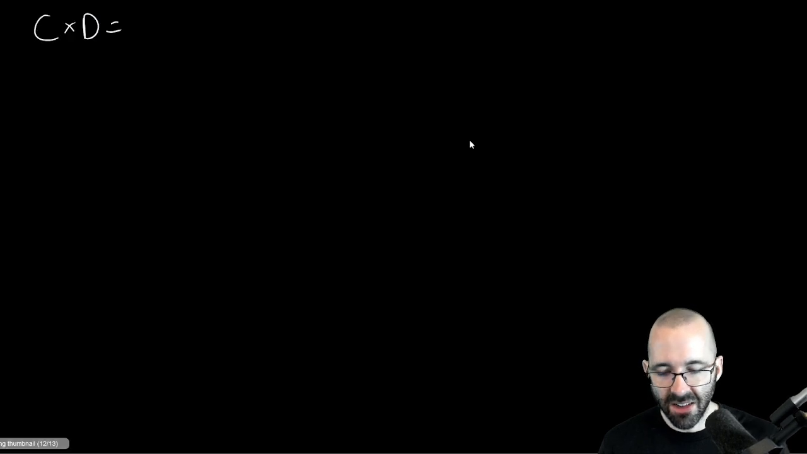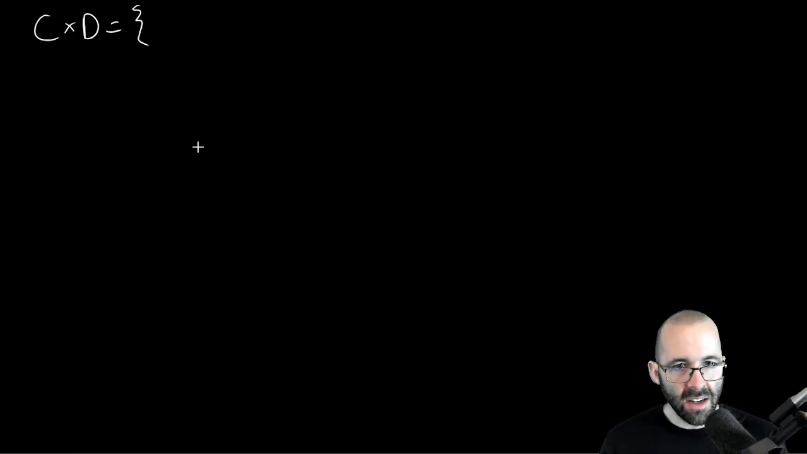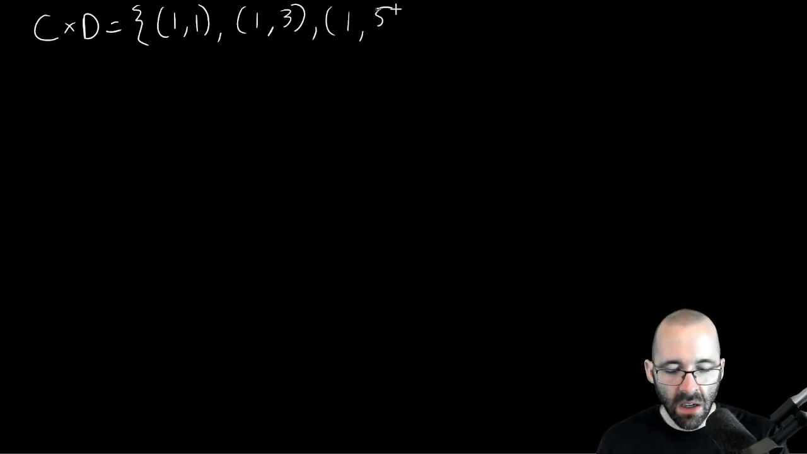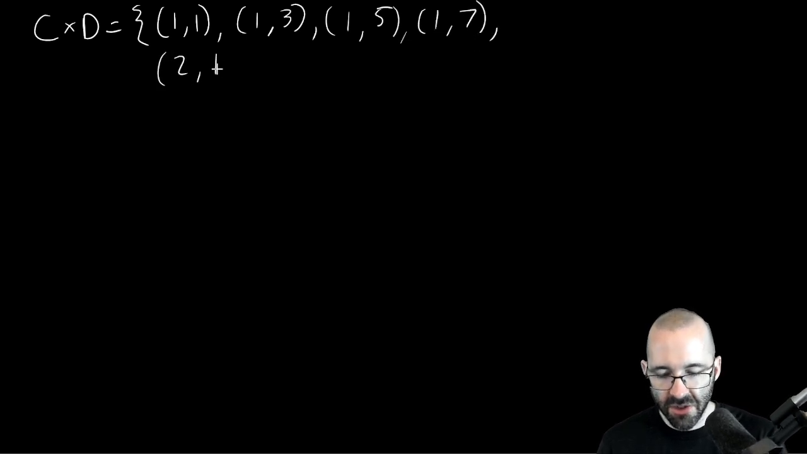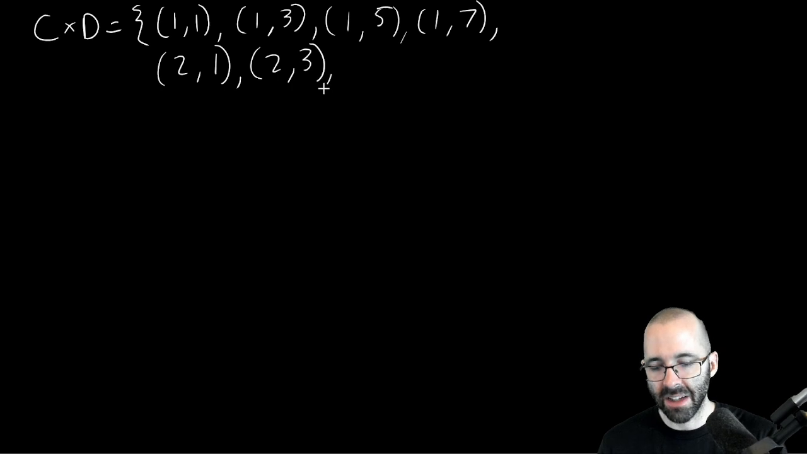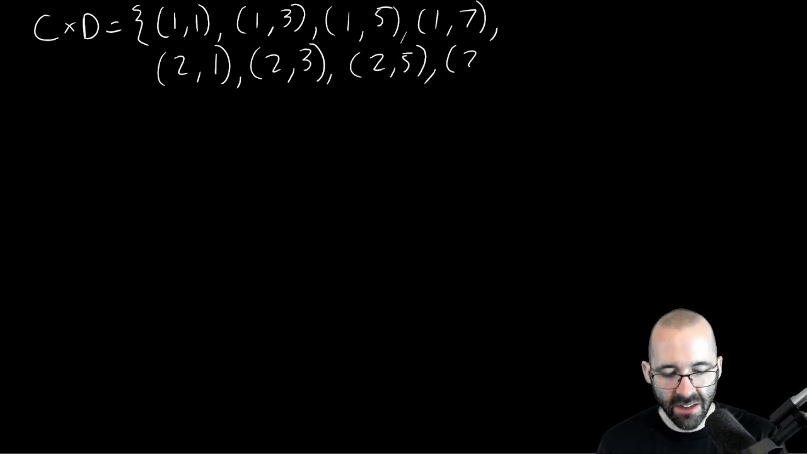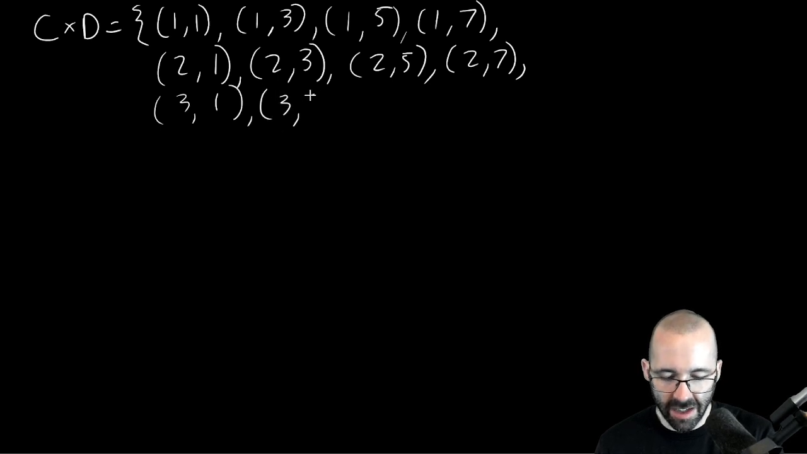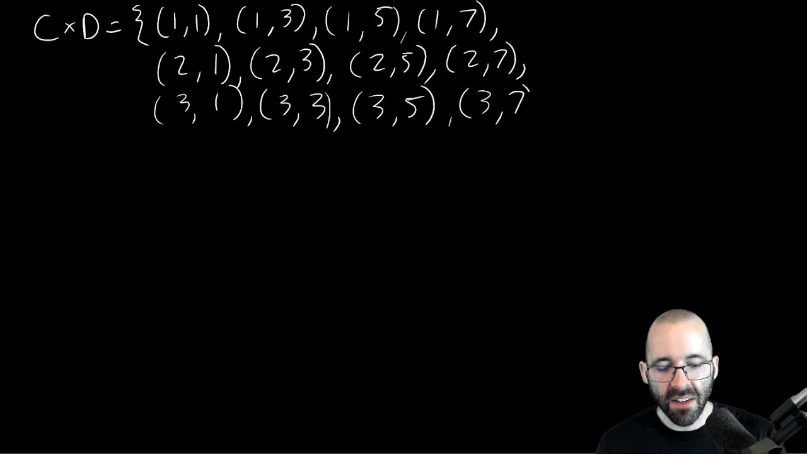And so on. Okay. So just write down the notation because that's important, right? It's 1, 1, 1, 3, 1, 5, 1, 7. It's also 2, 1, 2, 3, 2, 5, 2, 7. It's also 3, 1, 3, 3, 3, 5, and 3, 7, and so on, right? It does that with 4 and it does that with 5.